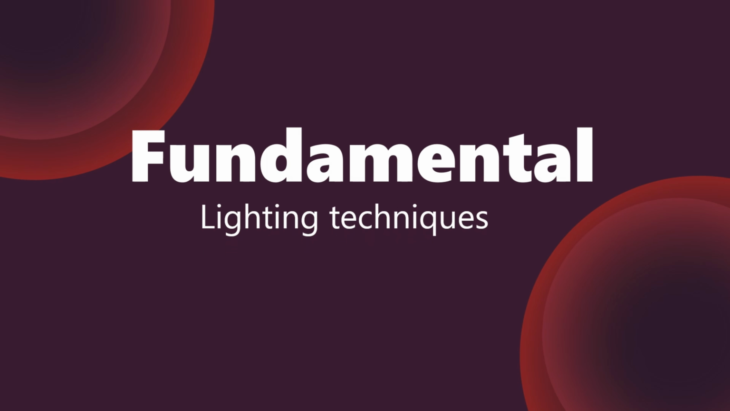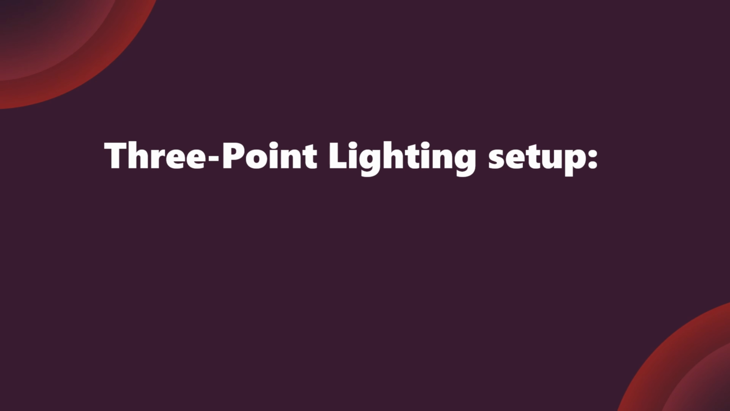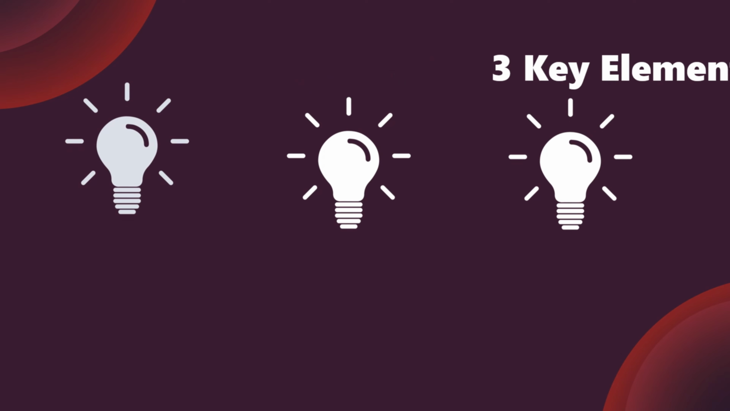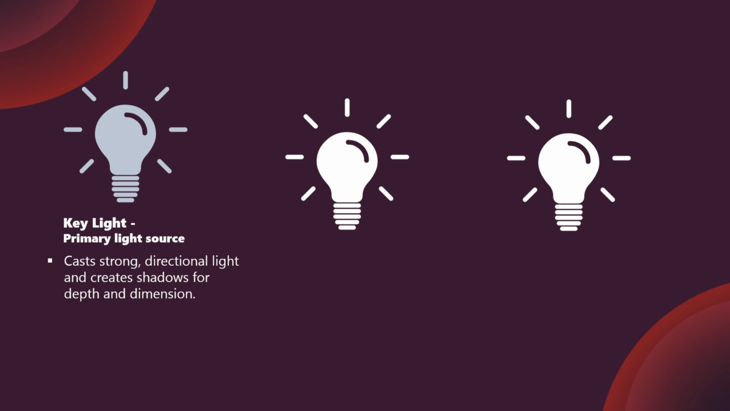Now, let's understand the basics of the most fundamental lighting techniques, the 3-point lighting setup. 3-point lighting consists of three key elements. The key light is our primary source. It casts strong directional light and creates shadows for depth and dimension. As you can see, the key light gives us the primary illumination and those dramatic shadows.